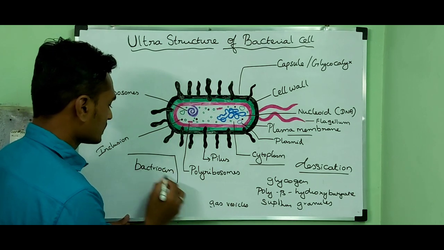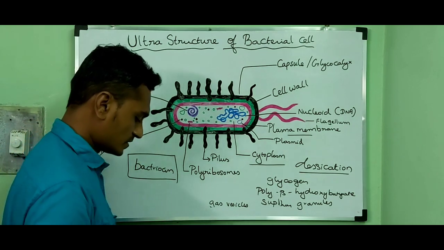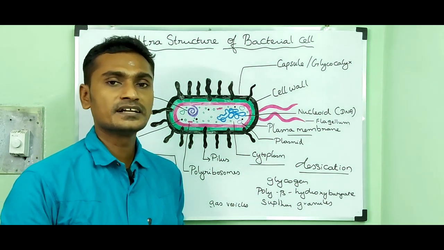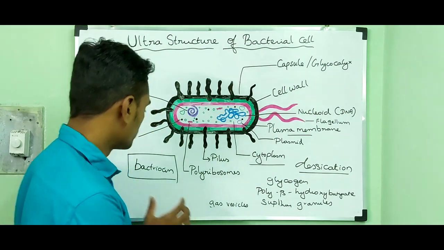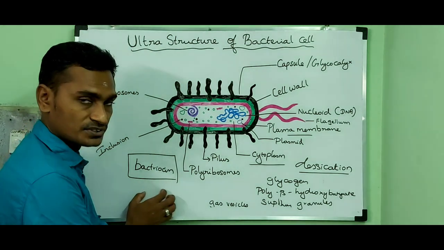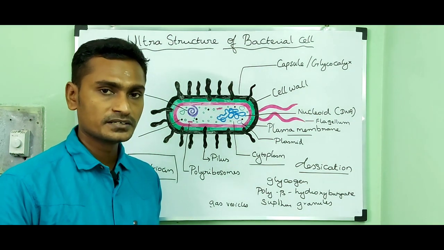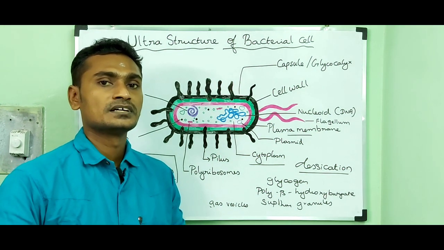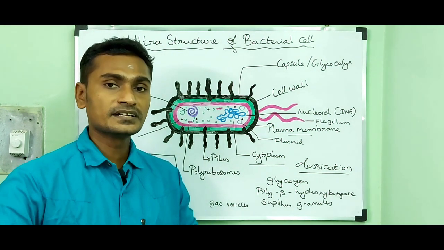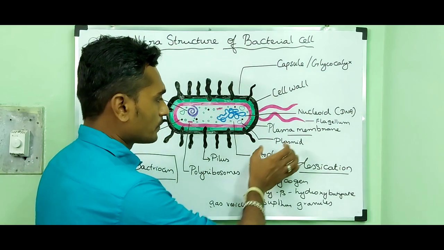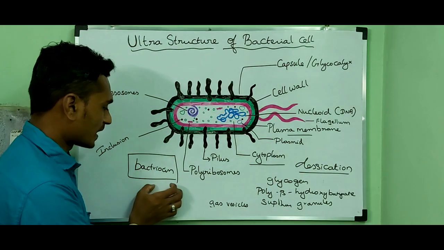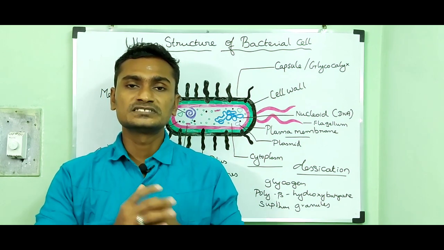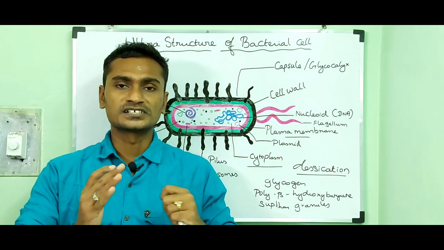So it is a toxic substance or a protein which inhibits the growth of related bacteria. Bacteriocin is a protein produced by bacteria which controls the growth of related bacteria. So plasmids can produce bacteriocin. The plasmids can be classified into different types based on their function.